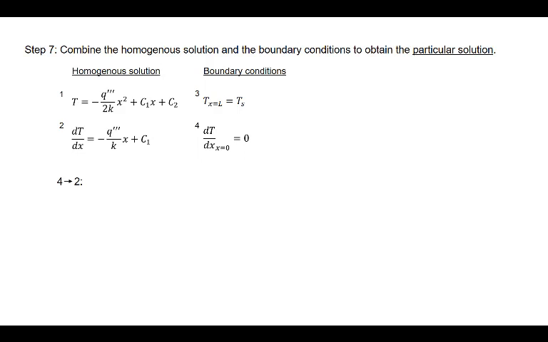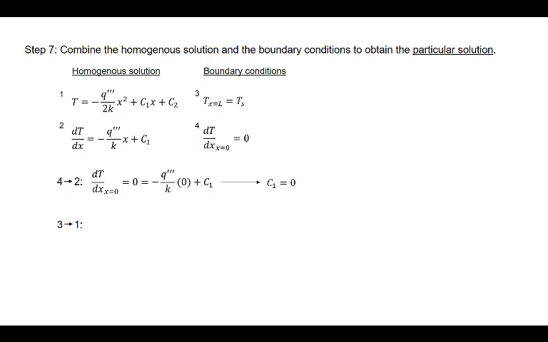By taking equation 4 and putting it into equation 2, we can find out the value of c sub 1 easily. That is because our boundary condition states that at x equals 0, the gradient is 0. Substituting x equals 0 into equation 2, we have that q triple prime over k times negative 1 times 0 plus c1 must equal 0. This result tells us that the first constant in this particular problem must be 0.